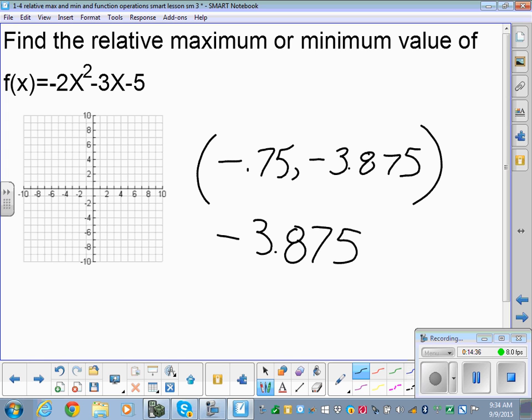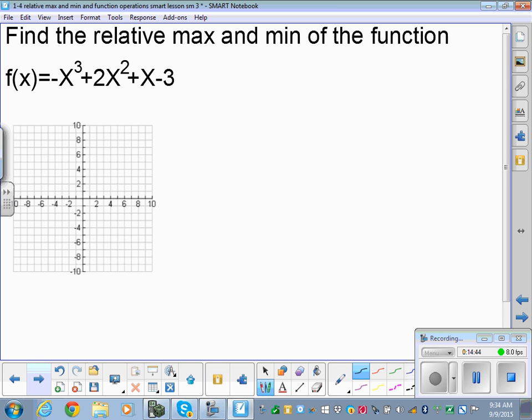Okay, last example, and then I'll talk to you about one last thing, and then I'm going to set you free to work. So stay with me, guys. Last one, and then I will pretty much set you free to work for a second. Find the relative max and min of this function: -x cubed plus 2x² plus x minus 3.